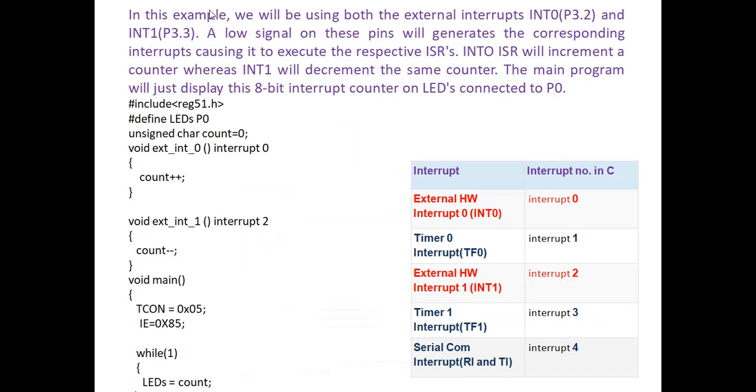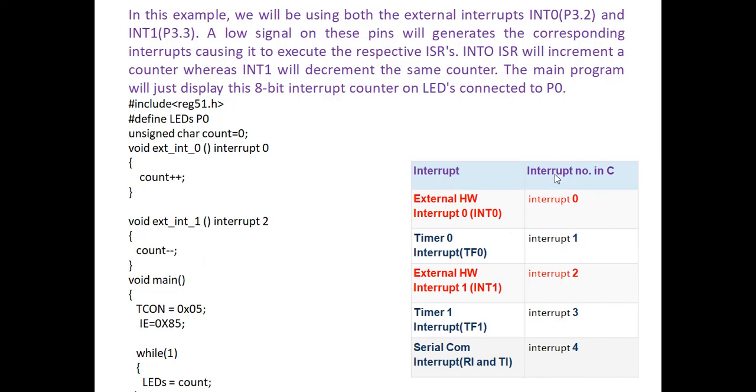Next, in this example, we will use both the interrupts: external hardware interrupts INT0 and INT1. The pin numbers are given. A low signal on these pins will generate the corresponding interrupt, causing it to execute the respective ISR, the interrupt service routine. The INT0 ISR will increment a counter, whereas INT1 will decrement the same counter. This is INT0, this is INT1. The main program will just display the 8-bit interrupt counter on LEDs connected to P0. Okay, now I am going to the program to understand it.